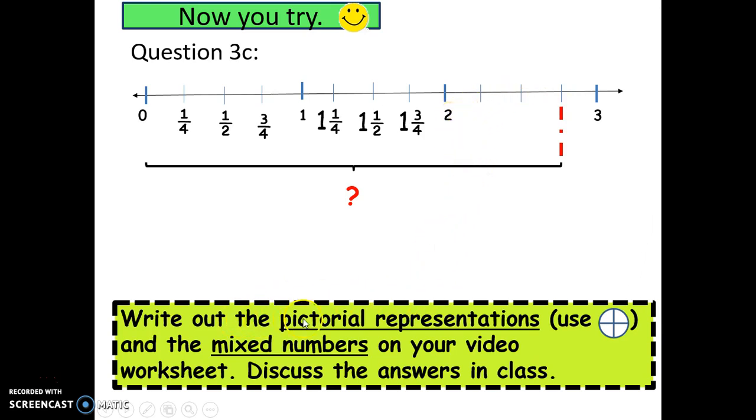Okay, there are instructions here below. Write out the pictorial representations. That means you're supposed to use the circles to show the whole numbers as well as a fraction. And write out the final answer, which is the mixed numbers, on your video worksheet. We will then discuss the answers in class. Okay, I'm going to give you some time now to write down your answers. Feel free to pause the video if you need more time.